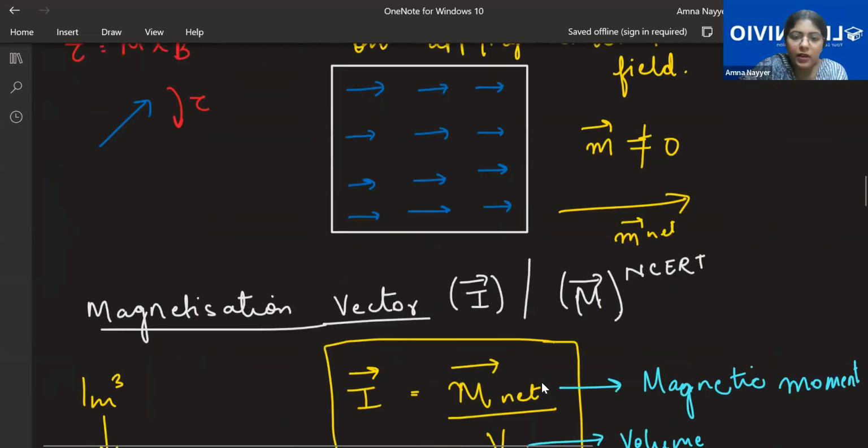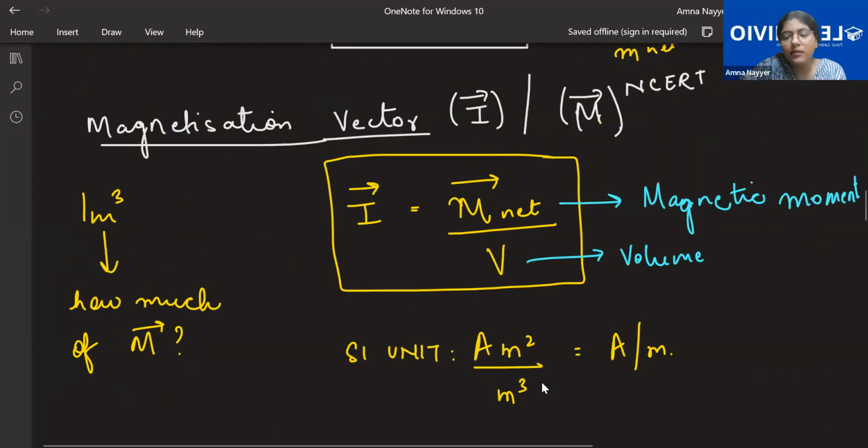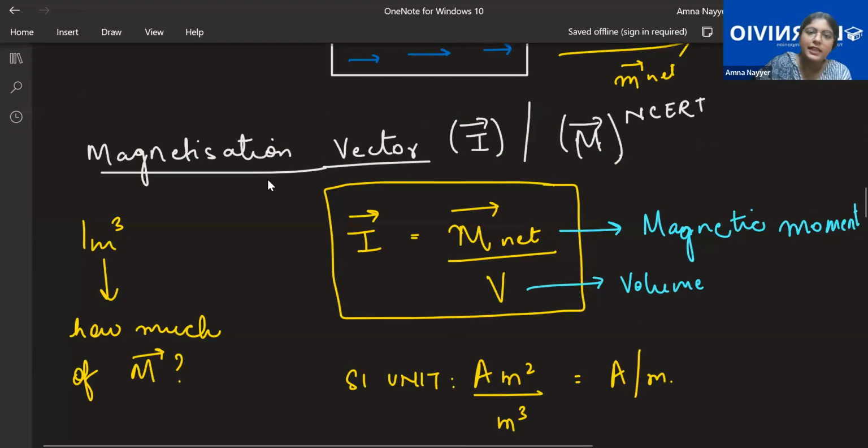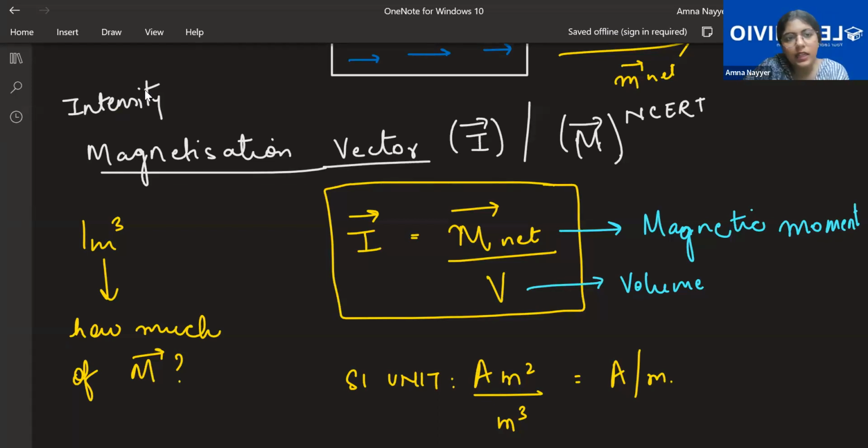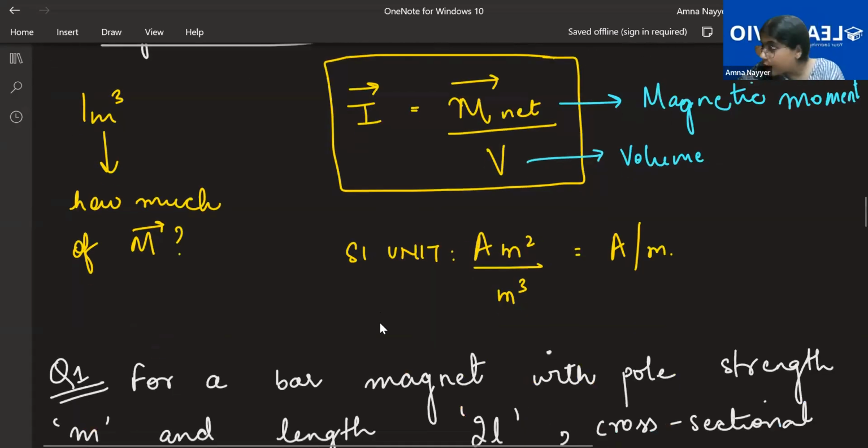So, we were at this magnetization vector. That was intensity of magnetization. Just add it somewhere in your notebook. This is basically the net magnetic moment per unit volume.